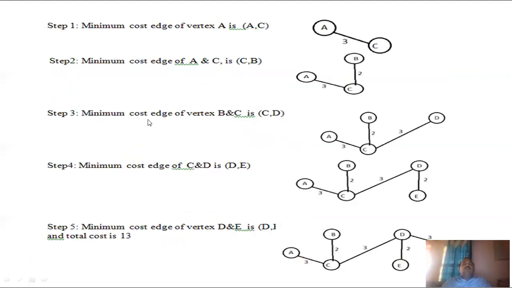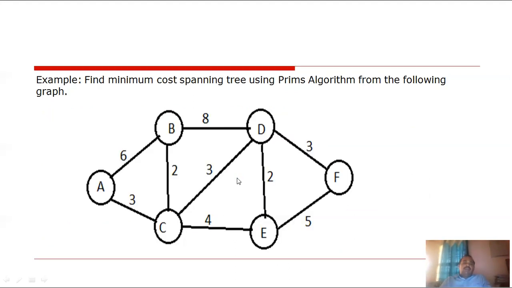In the next step, the minimum cost edge from A and C is C to B. So here, A to C and C to B. In this diagram, which is the smallest? A to C. Next, C to B is the smallest.